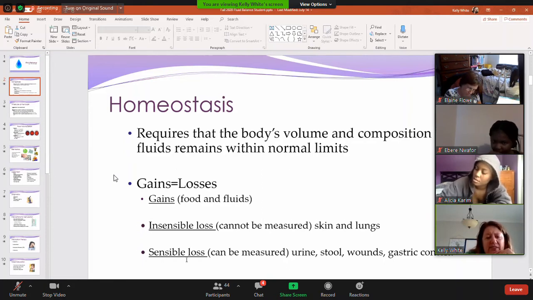And then we have sensible loss. That's the fluids that we lose that we can actually measure, like our urine, our stool, any fluid that comes from wounds, or our gastric content. Okay. So whatever we take in should pretty much equal what we put out.